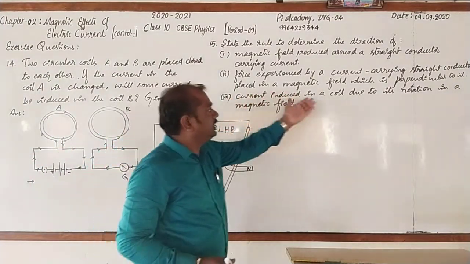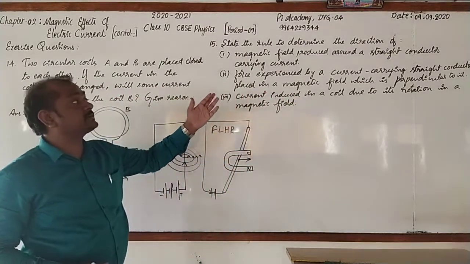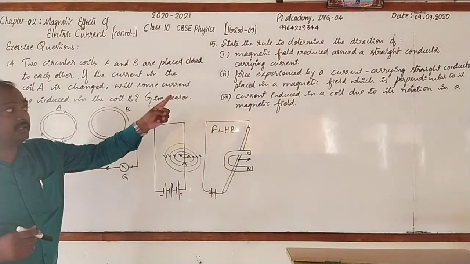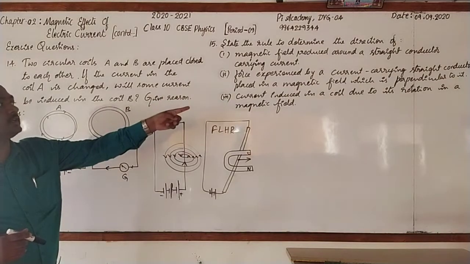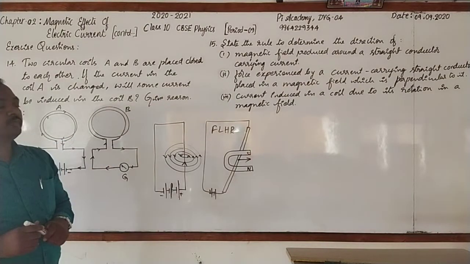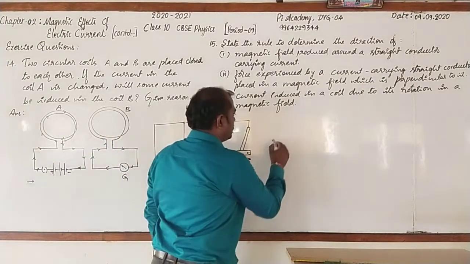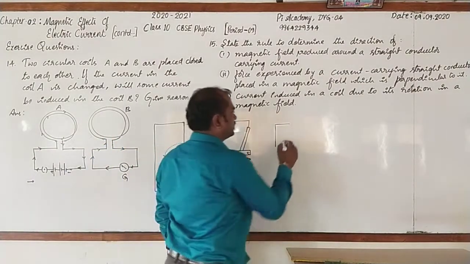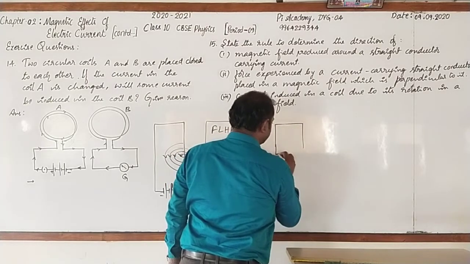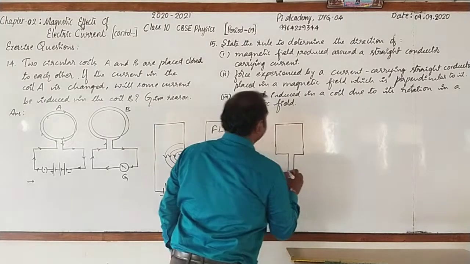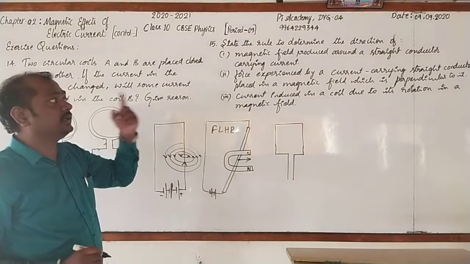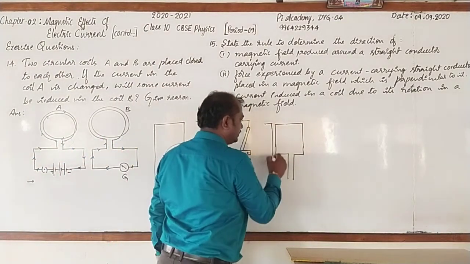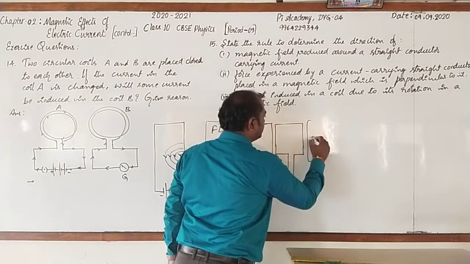See, current induced in a coil due to its rotation in a magnetic field. Observe, I am going to take a coil. Well, it may be circular or rectangle, whatever it is. See that. It is a coil. Current induced in a coil due to its rotation in a magnetic field. So it is kept in the magnetic field.